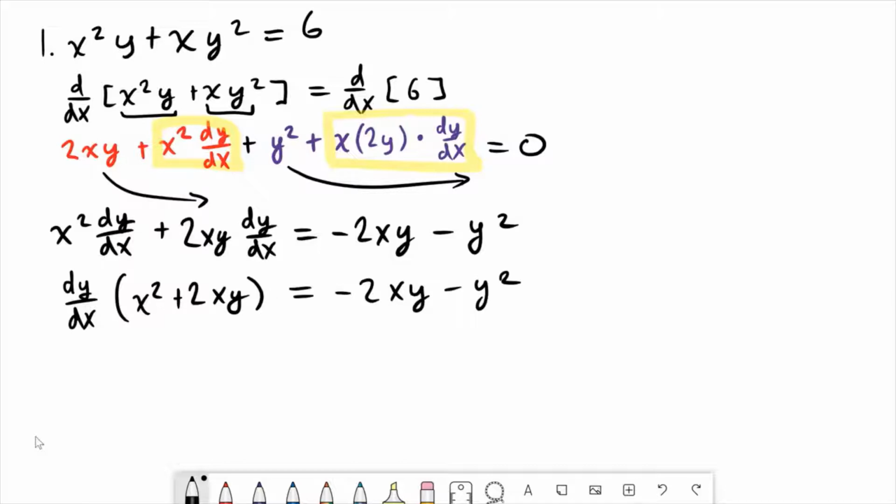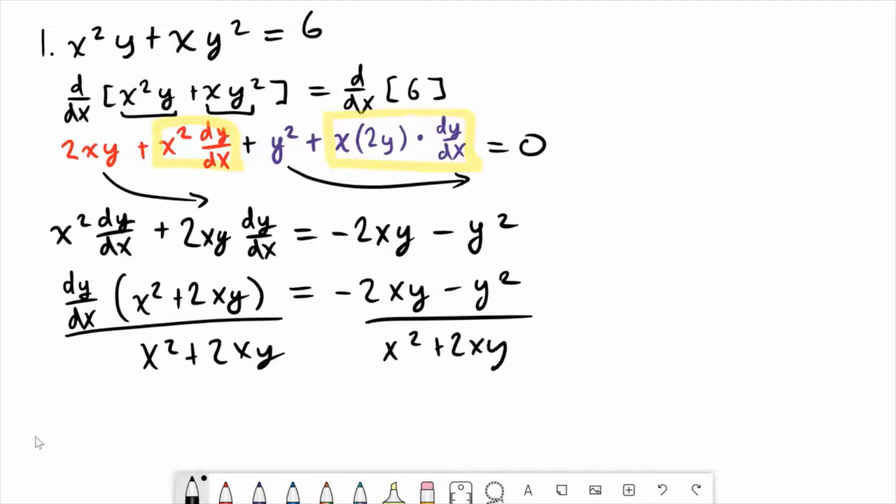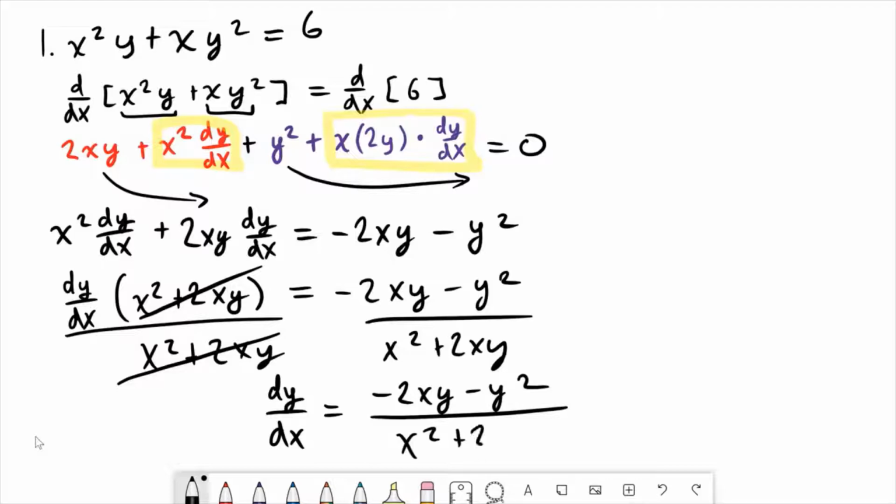And our goal is to actually find what dy dx is. And by factoring it out, we can simply divide both sides by x squared plus 2xy. So this cancels out with this, and we're left with dy dx, and that's where we get our answer. So it's equal to negative 2xy minus y squared, all divided by x squared plus 2xy. And there's our answer. We found the derivative of the function, or we found dy dx, the formula to find the slope at a point of this implicitly defined function.